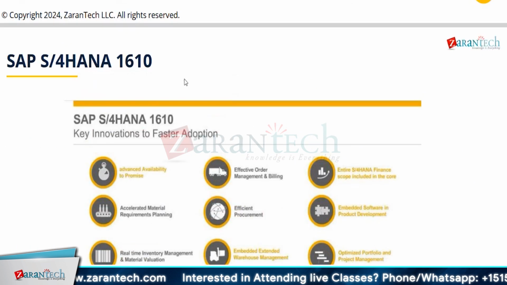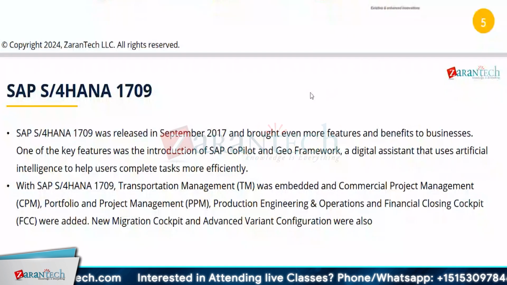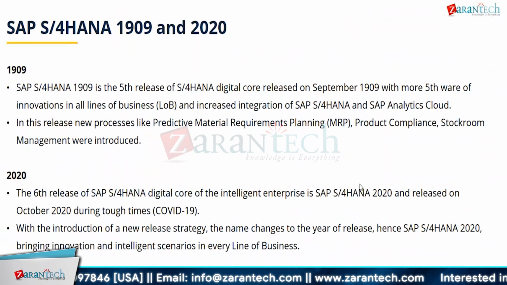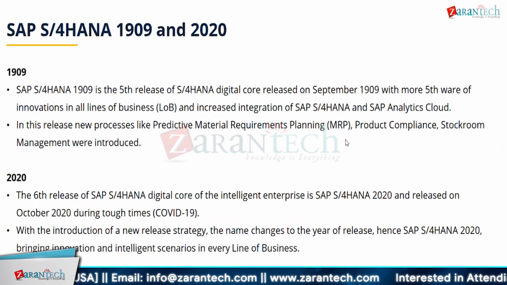The 1610 was more important from a security standpoint for us. But all these later upgrades were made to ensure that in the different areas SAP dives into, they introduce more and more standard apps so that customization can be reduced. These are related to the individual versions. Again, SAP S/4HANA 1909 and 2020, these are things you can read on the screen. These are more from a business standpoint.